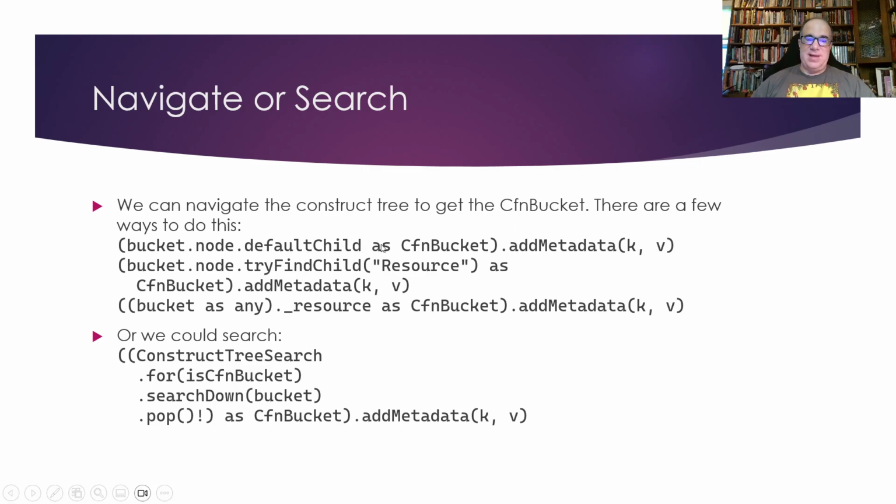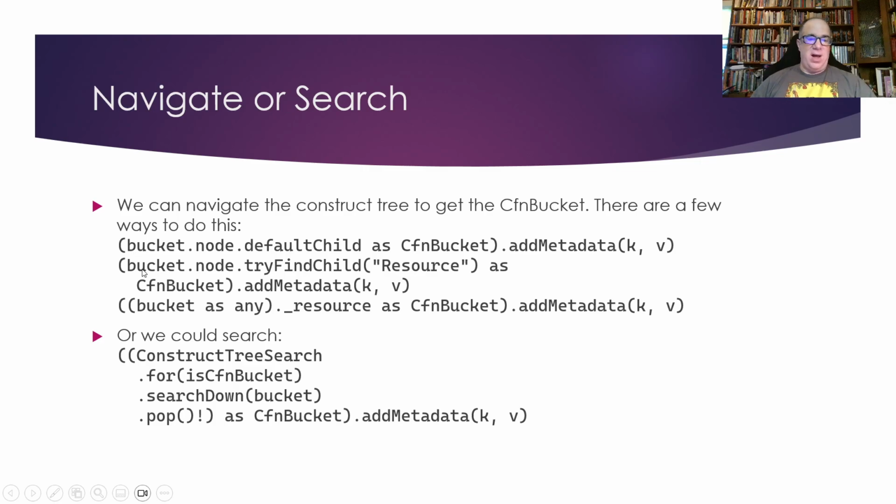cast here. As you can see, I say as CFN bucket. That casts the default child to a CFN bucket. Since this is a bucket node, we know that the default child exists. And therefore, we can just call add metadata on that and just pass in our key and value, and that'll end up in our template.